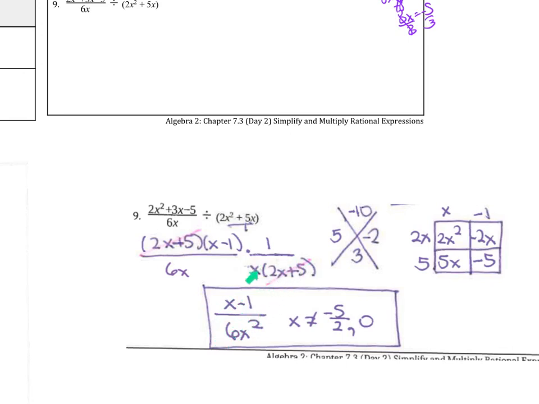Then this is the restriction, so 2x plus 5, so what makes that 0? So remember you take the opposite sign, so negative 5 divided by 2, and that's what makes that 0. Okay, and then also name the 0 as well.